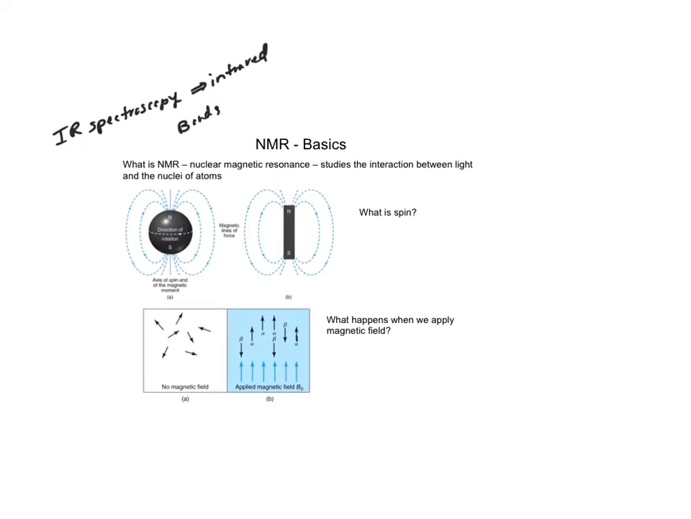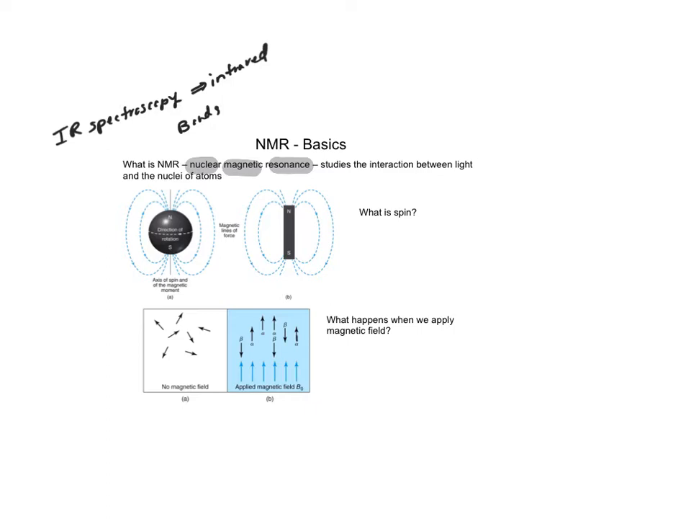We are going to continue today by talking about another spectroscopy, which is slightly different than IR spectroscopy. The spectroscopy that we're going to talk about today is called NMR. NMR stands for nuclear magnetic resonance. What does that mean, right? Number one, with respect to NMR, we are not going to be looking necessarily at electrons. Instead, we're going to be looking at the nuclei of atoms.